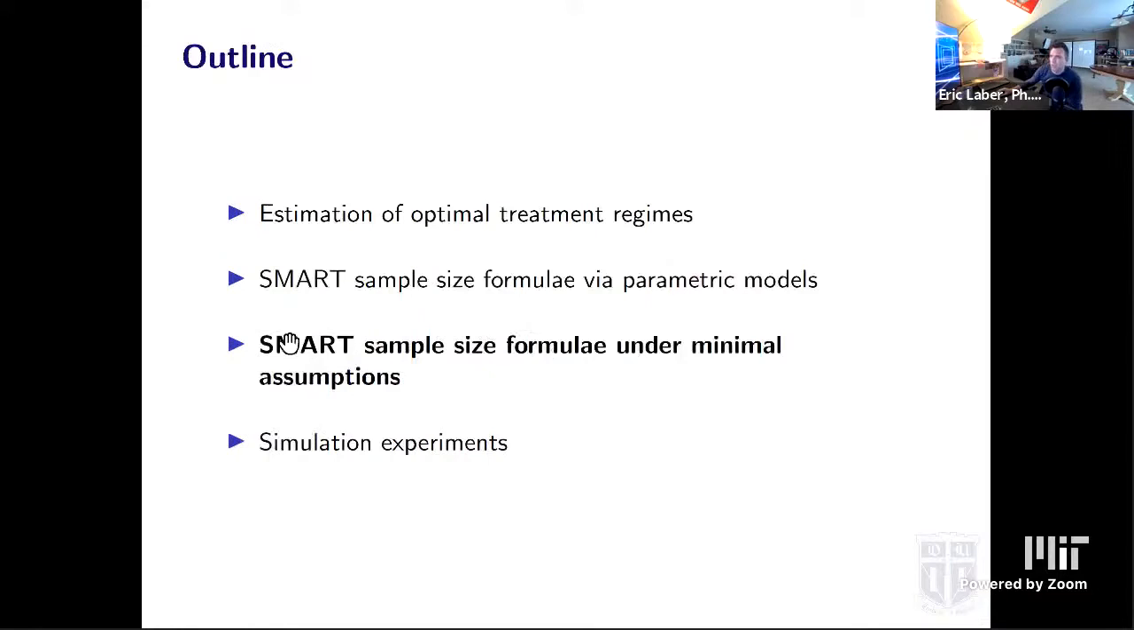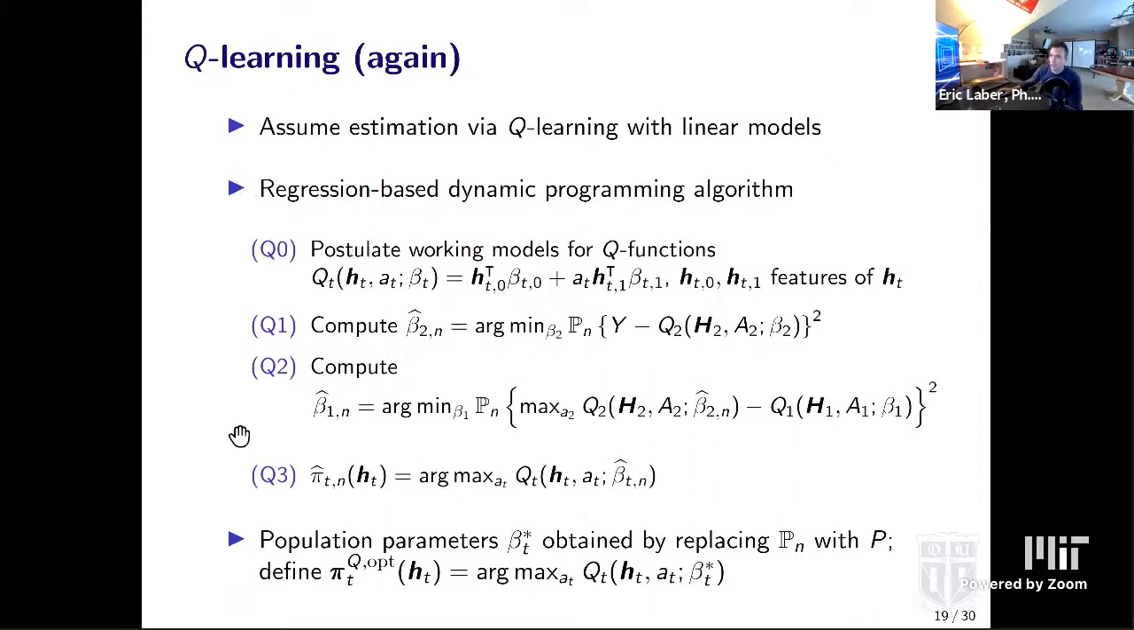Okay, so what do we do if we don't want to put all this structure there? Here, I'm just going to review the estimator. We're still going to use the same estimator, but we're not going to assume anything is correctly specified anymore, right? So the idea is you're going to get the data from the trial. You're going to run this estimator, but now we're not going to assume that it's correctly specified.